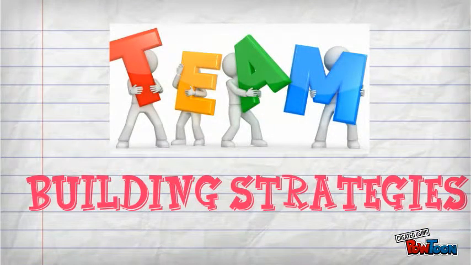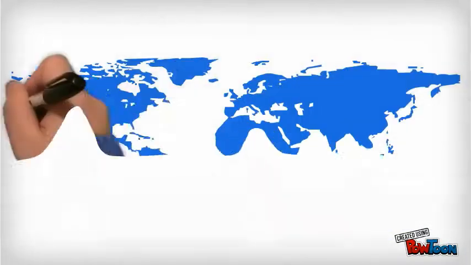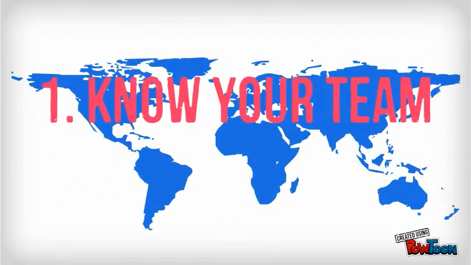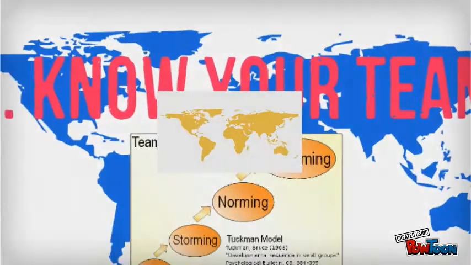Some team building strategies you can use to be successful in your group would be: number 1, know your team. So as a leader, you need to guide the development of your group. So start by learning about the phases that a group goes through as it develops. These have been mentioned earlier in the slides. When you understand these, you'll be able to prevent problems that could arise, including issues with poor group dynamics.